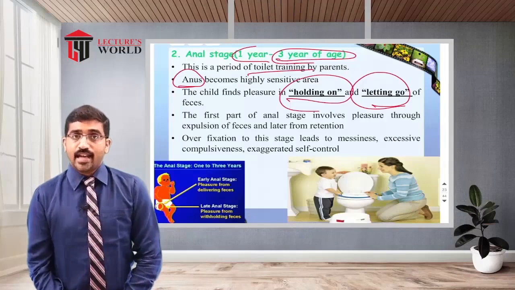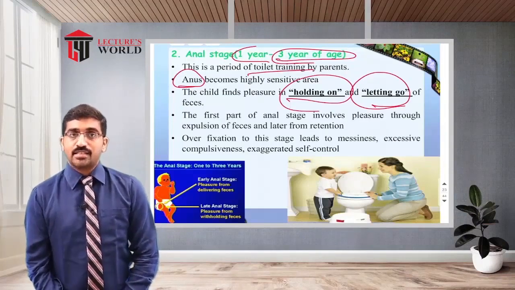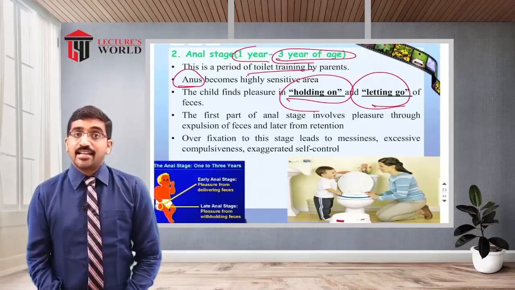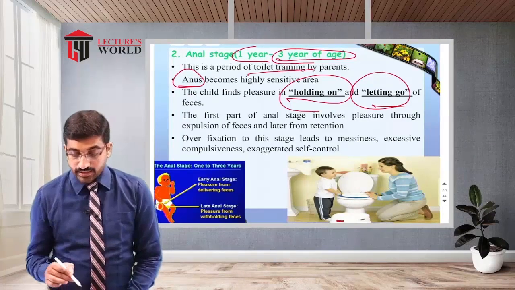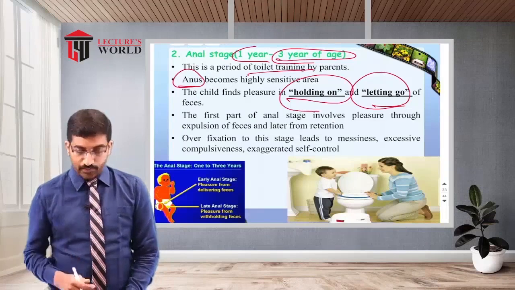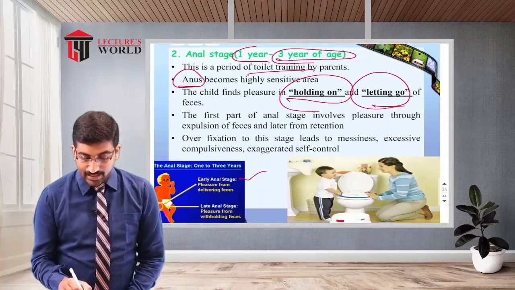In childhood psychiatry also, we can see many disorders come because of this anal stage, when the anal stage has not been properly handled. For example, holding on, the child may have two types of personality: early anal stage and late anal stage.